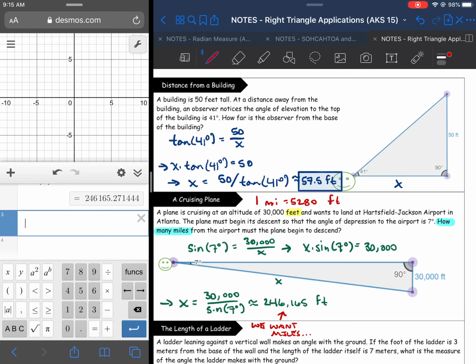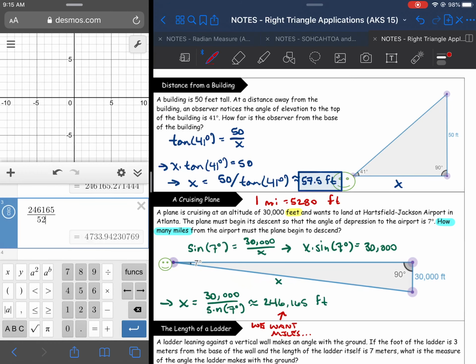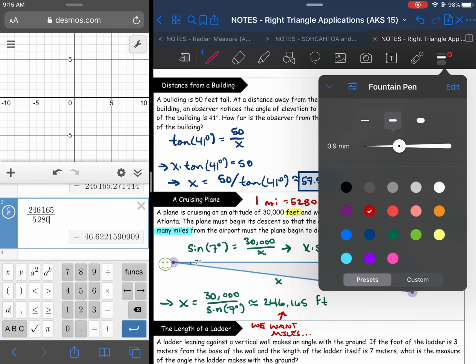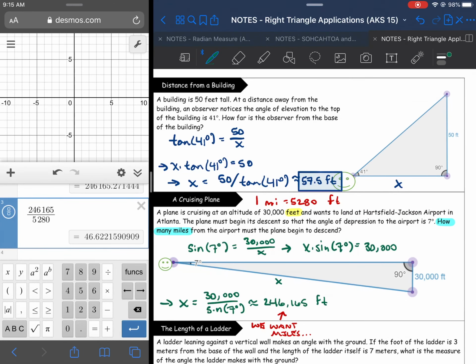246,165 divided by 5,280 will tell us that in miles, the airplane needs to be approximately 46.6 miles away from the airport before the airplane starts the descent. So approximately 46.6 miles.